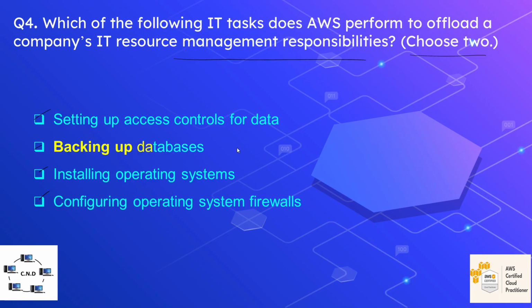And the correct options are backing up databases, which is done by AWS automatically, and the installation of operating systems. AWS EC2 instances come pre-installed with the operating system. So the operating system is pre-installed by AWS, and the database is automatically backed up by AWS, while the setting up of access control as well as the configuration of the operating system firewall is the responsibility of the customer.